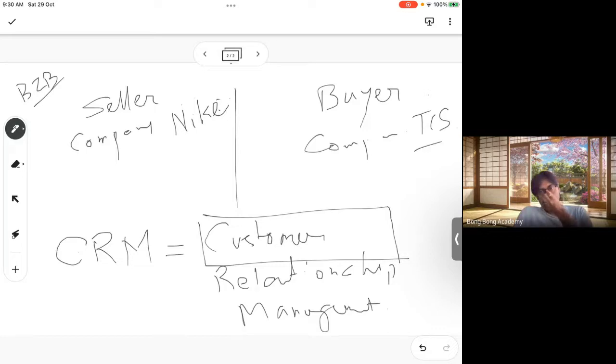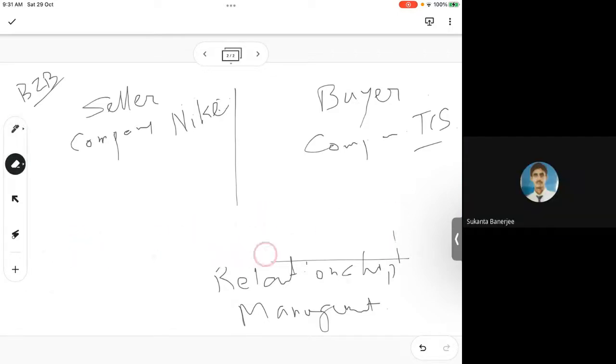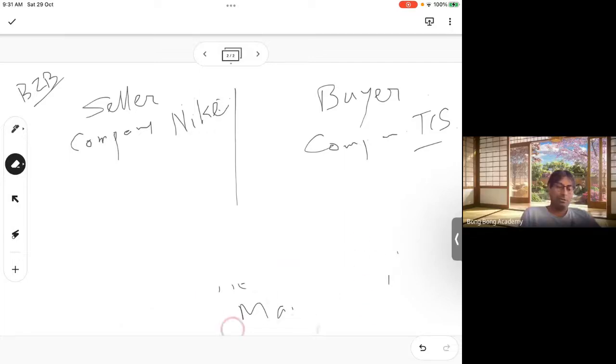Clear? If TCS is selling something, then TCS will need a CRM. And TCS definitely sells because it is also a company, so it will also have a CRM. But for this deal context, Salesforce will be utilized only by the seller and purchased by the seller. Clear? So let's now see the selling side.